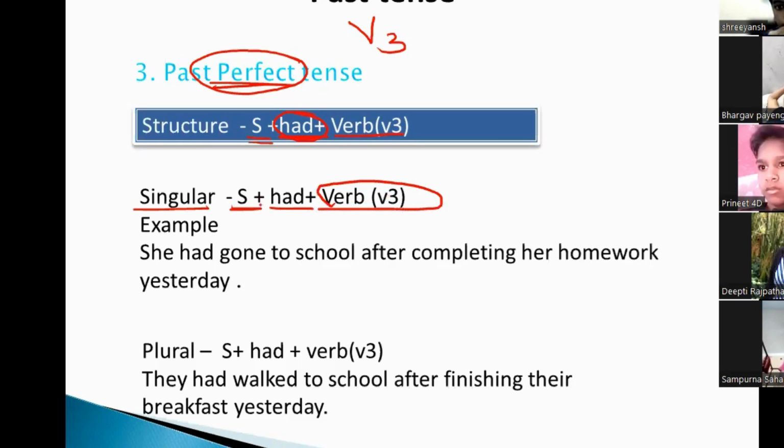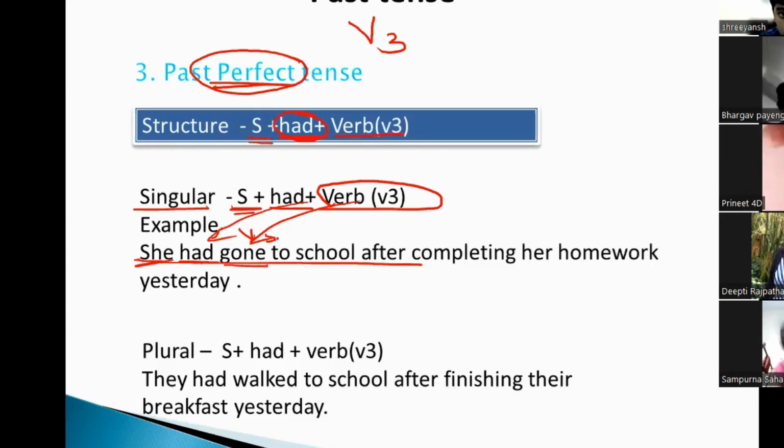So let us see how this is going. She had gone to school after completing her homework yesterday. So here also we are having two actions that were completed in the past. So the first action should be represented using past perfect tense. That is, you have to use had in your first completed action. She had gone to school. So gone is your V3 form of verb. She is our subject, had is our helping verb, and gone is the V3 form of verb. This action is completed first, so that should be written in the past perfect tense.